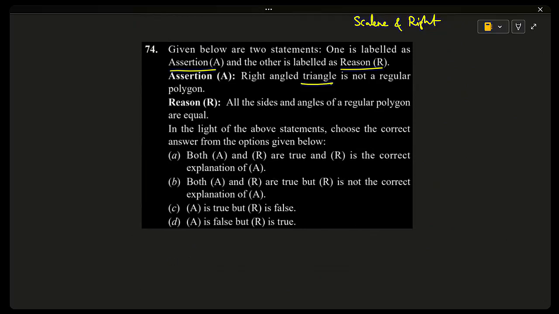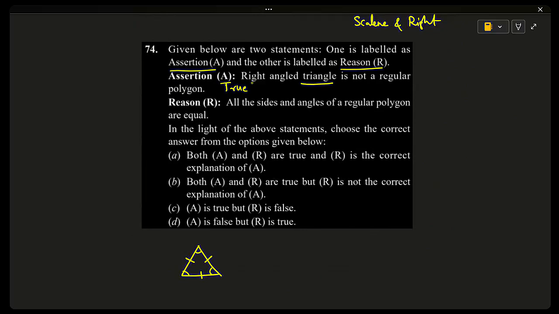Yes, in triangles, if you want the regular polygon, we discussed about regular polygon. What is a regular polygon? It should have equal sides and it should have equal angles. So only an equilateral triangle is a regular polygon. They said a right angle triangle is not a regular polygon, which is true, because a right angle triangle cannot become an equilateral triangle. Okay, that is true.